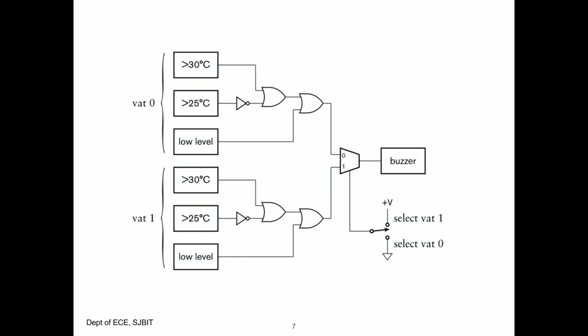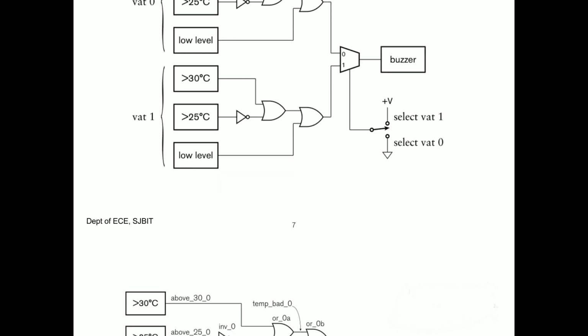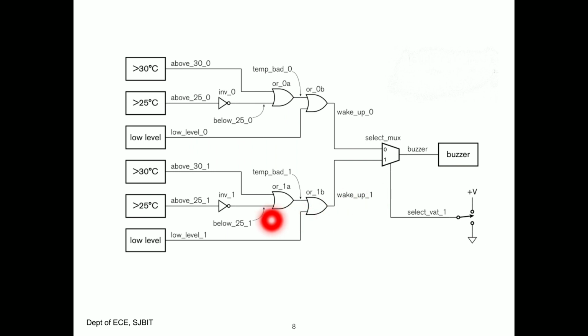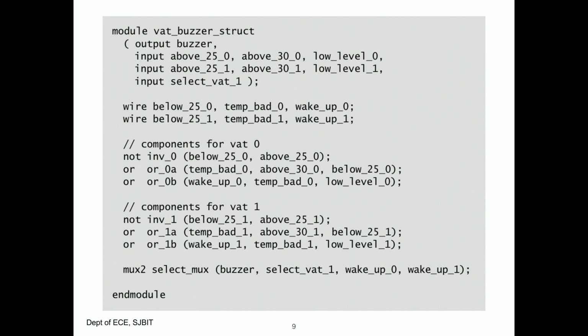In order to write the Verilog code for this situation, we have named the variables like this. Using this naming convention, the Verilog HDL code is written. Module vat_buzzer_struct, that is the module name. The input and output ports are declared. These are all the input and output ports. The intermediate wires are declared as wires. 0 is used for vat 0 and vat 1 is indicated by subscript 1. We are writing the program in structural modeling style because since we have more gates, this modeling style will be better suited.